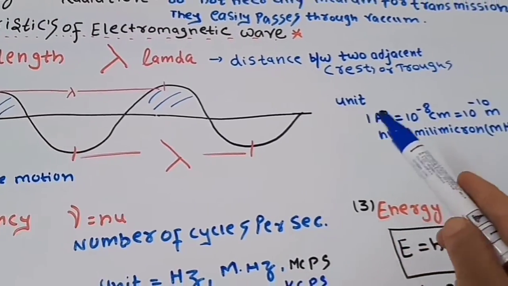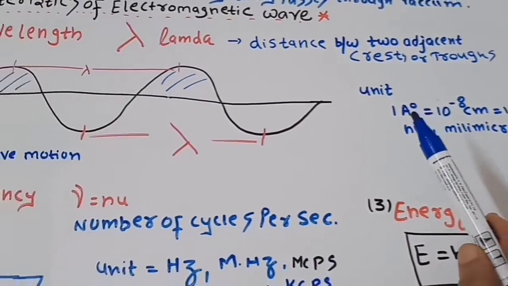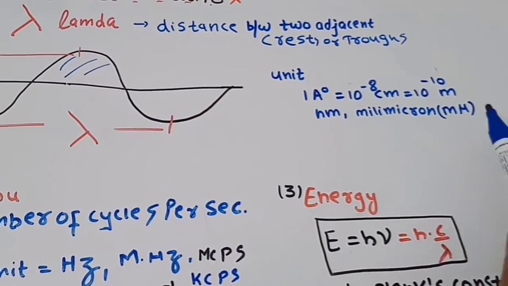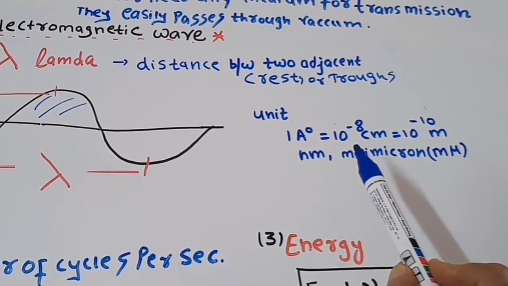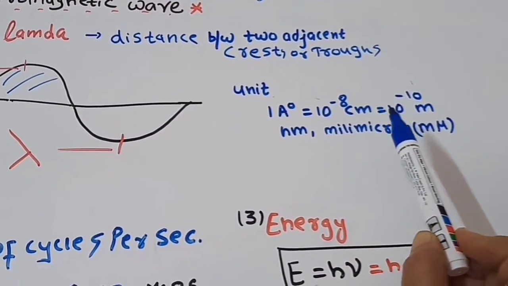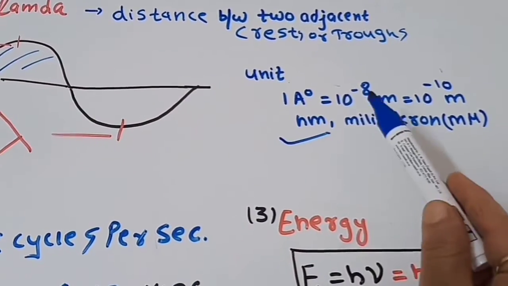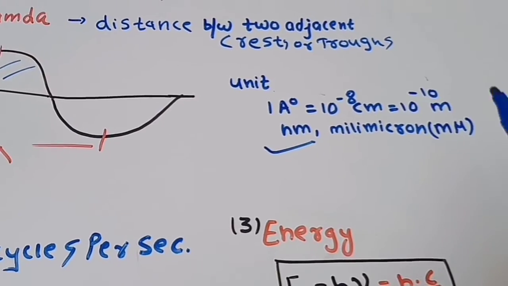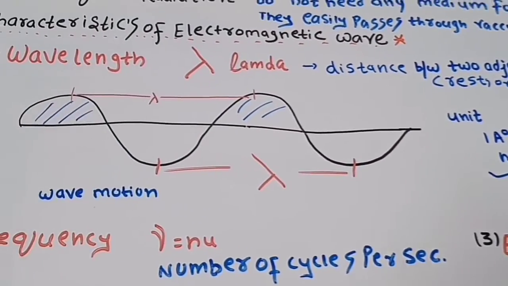What are the units of length? Meter, centimeter, and so on. Similarly the units of the wavelength include Angstrom, and the relation between the Angstrom, centimeter and the meter is written here. 1 Angstrom is equal to 10 to the power minus 8 centimeter, which is equal to 10 to the power minus 10 meter. The units are also nanometers, millimeters, microns, millimicrons. Any unit of length we can use to define the wavelength.